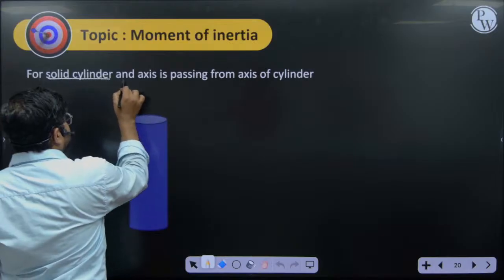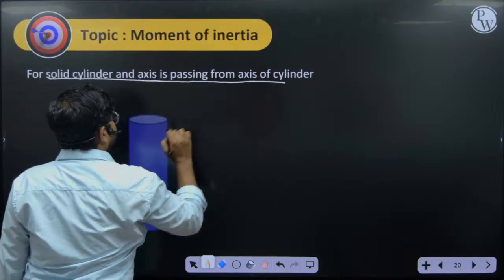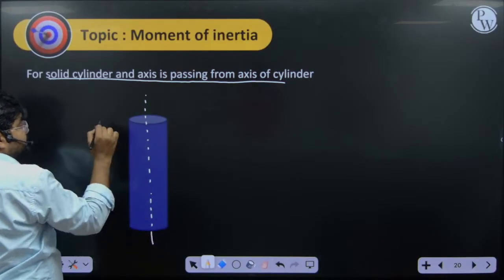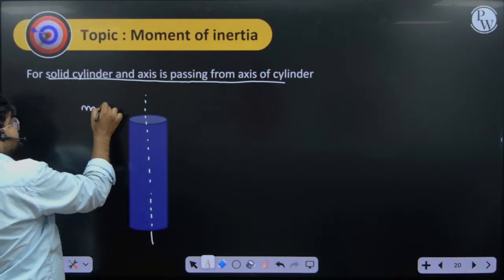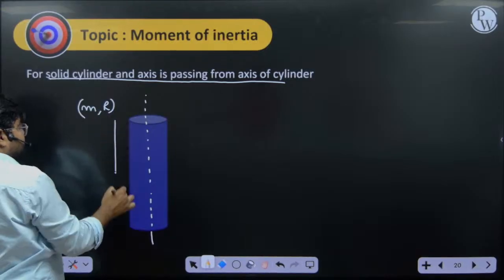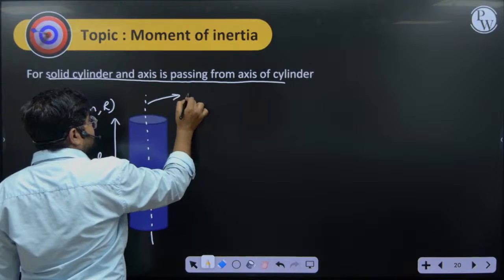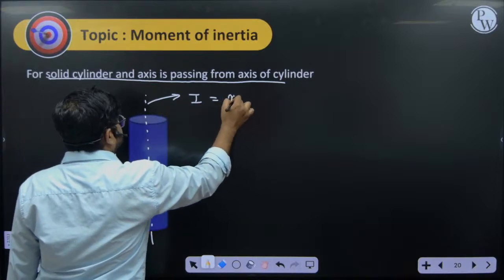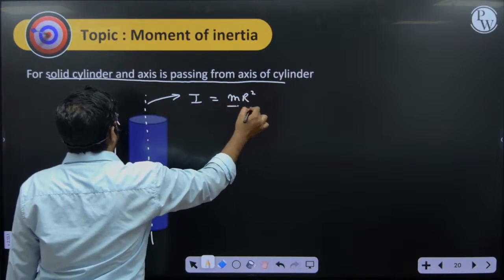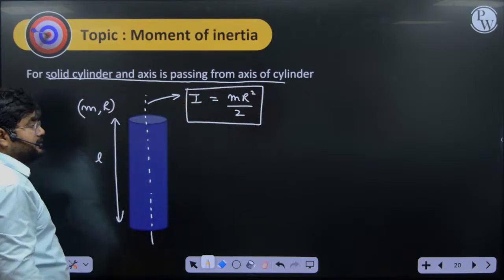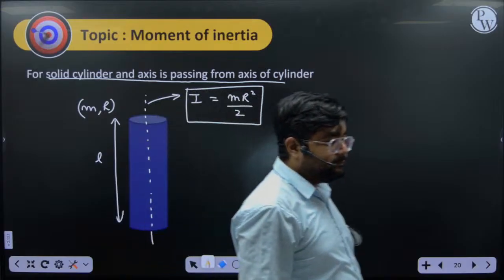For solid cylinder, an axis is passing from the axis of the cylinder. This is a solid cylinder, mass m, radius r, and length l. About this axis, the moment of inertia is simply mr square by 2. Does not depend on the length. Okay.